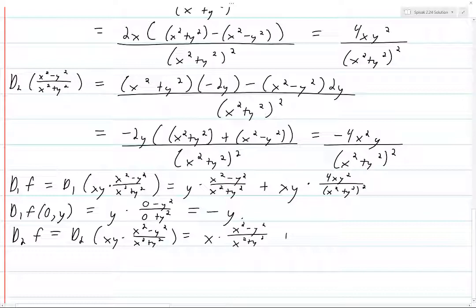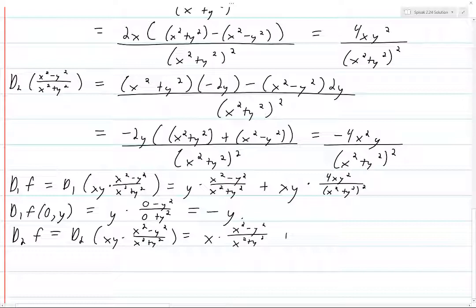And d1 of f of 0, y equals minus y. This implies that d2 of d1 of f of 0, y equals d2 of negative y, which is negative 1, and therefore d2,1 of f of 0 comma y equals minus 1.